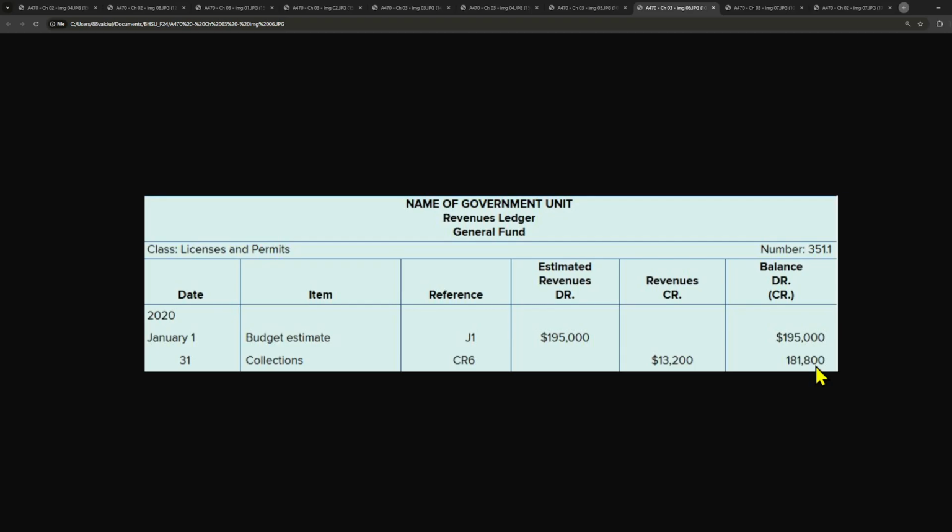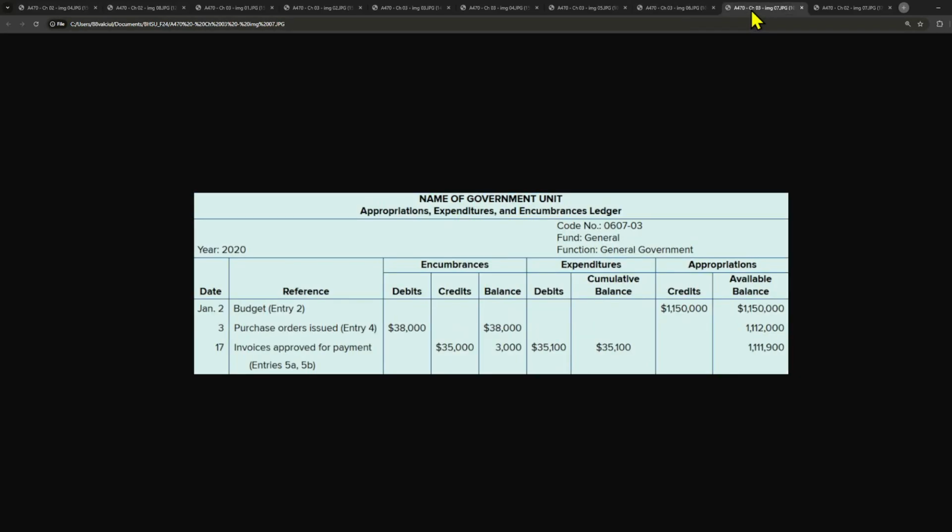And of course, you would hope that your credits end up being more than your debits, right? That you collect more revenues than you estimated. That's always a good thing, but it doesn't necessarily have to be that. Let's take a look at encumbrances.